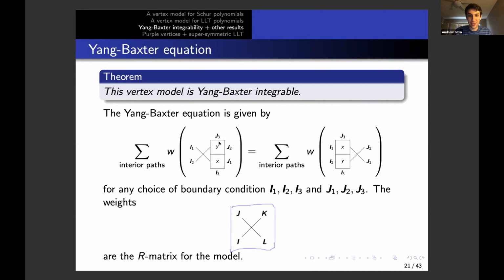The sum over all valid configurations on the left-hand side equals the sum of all valid configurations on the right-hand side, where I've moved the R matrix from the left to the right, and I've swapped the X and Y.